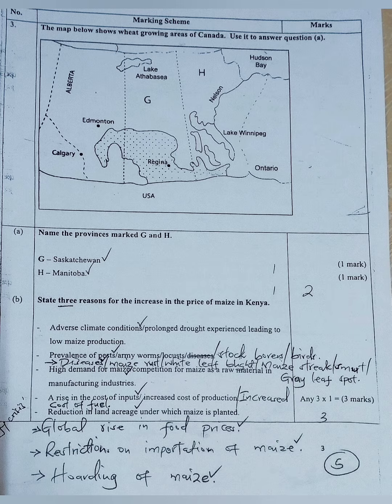Next, a rise in the cost of inputs, or you can talk about increased cost of production. Someone can also say increased cost of fuel. Another reason is reduction in land acreage under which maize is planted. Another reason, global rise in food prices. You can also talk about restrictions on importation of maize, and you can also talk about holding of maize.